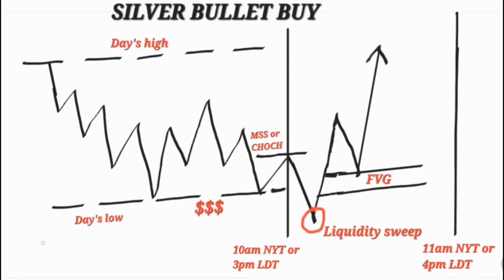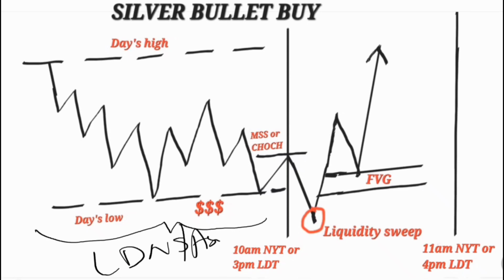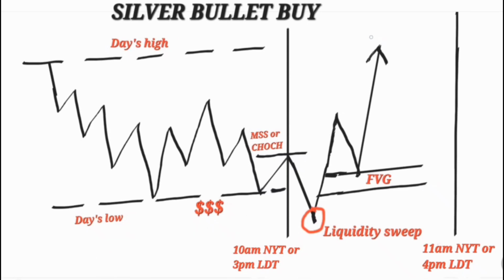For a buy scenario, this is the London and the combination of the London and the Asian session, or the Tokyo session. We identify the high of the day and the low of the day, and now we place this vertical line here, which is at 10 a.m. New York time, or 3 p.m. London time.